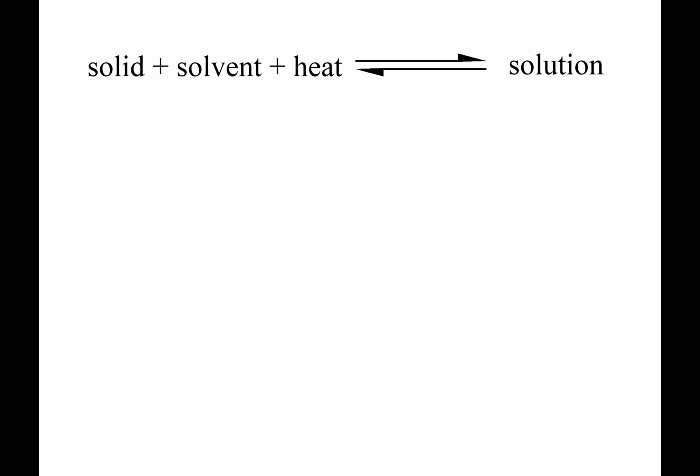Now, the way Le Chatelet's principle works, the way I think of it, is a bunch of pushing and pulling. If we add something, we push. If we take something away, we pull. And it's like tug of war. So in this case, if I add heat, since heat is on the left side, the reactant side, I am pushing. So the result is going to be that more is going to dissolve. If this is an endothermic process, it's a push.